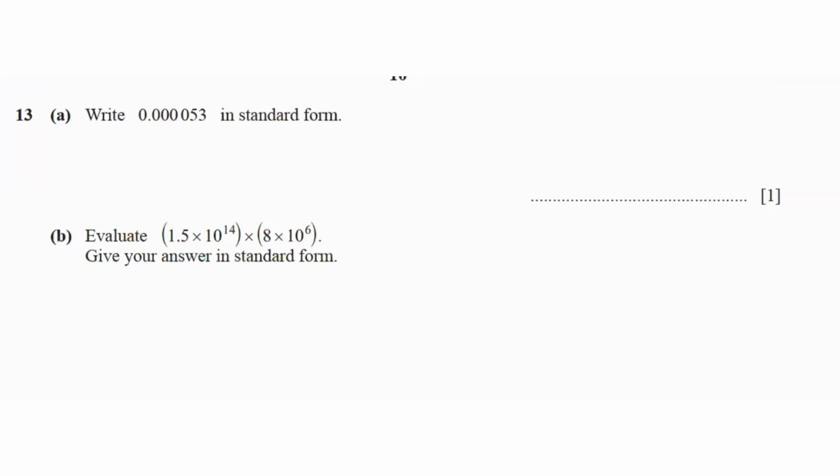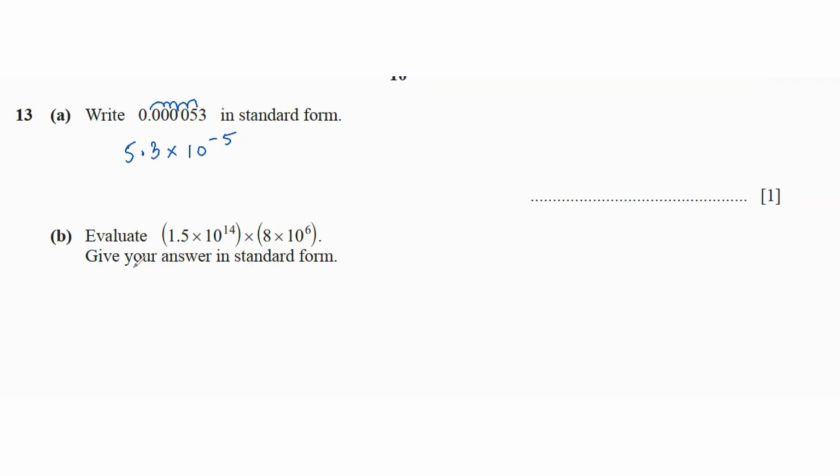Write 0.000053 as a standard form. So what we will do is we will move the decimal 1, 2, 3, 4, 5 places to the right. That's going to be 5.3 times 10 to the power of negative 5. Then evaluate 1.5 times 10 to the power of 14 times 8 times 10 to the power of 6. Give your answer in standard form.